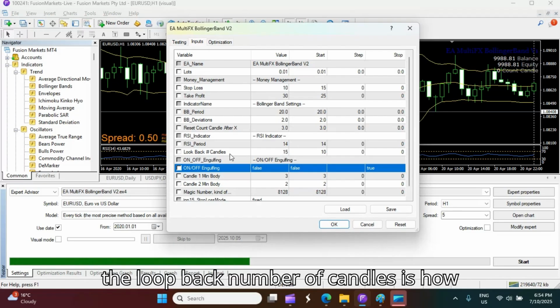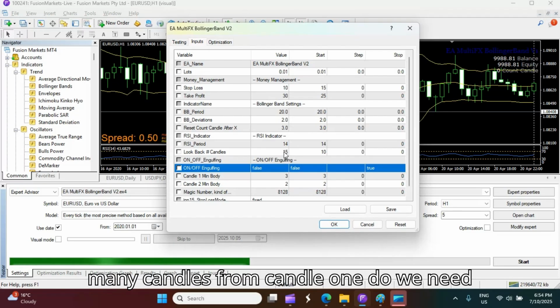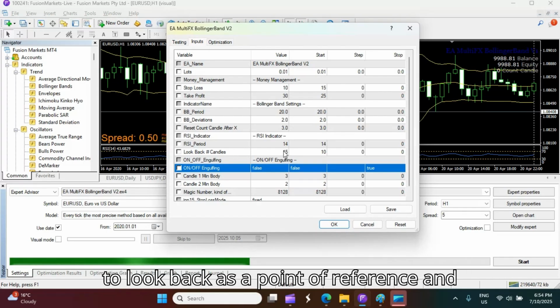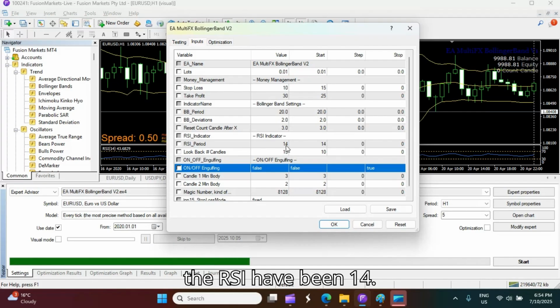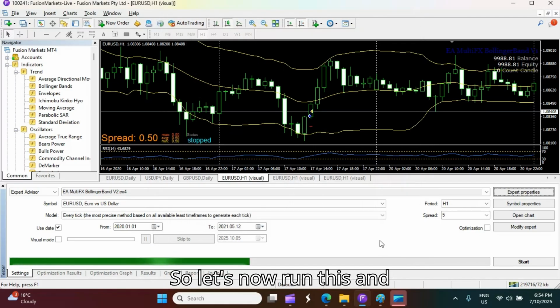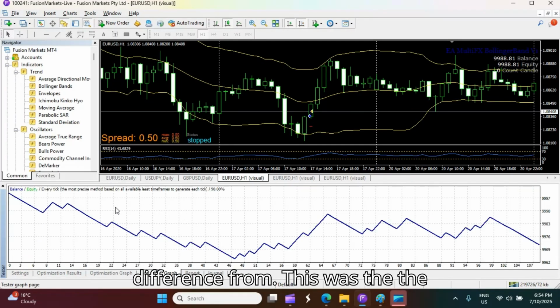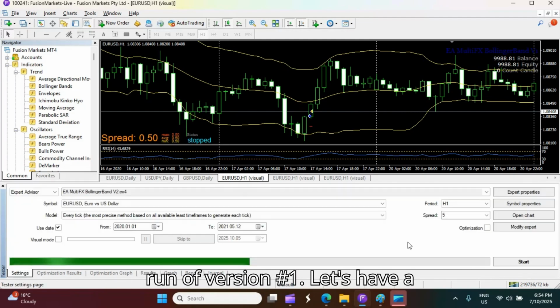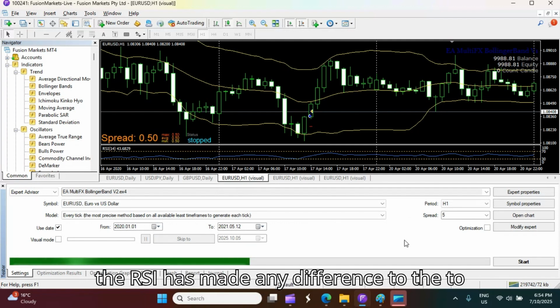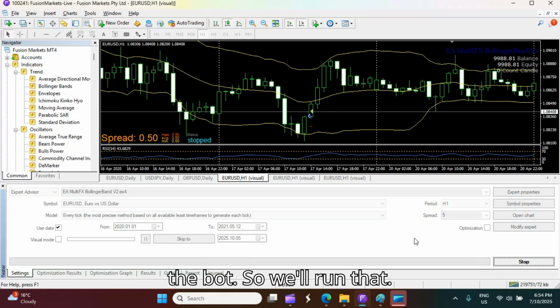The look back number of candles is how many candles from candle one we need to look back as a point of reference, and the RSI being 14. So let's now run this and see whether there's any difference from the run of version number one. Let's have a look if introducing the RSI has made any difference to the bot. So we'll run that.